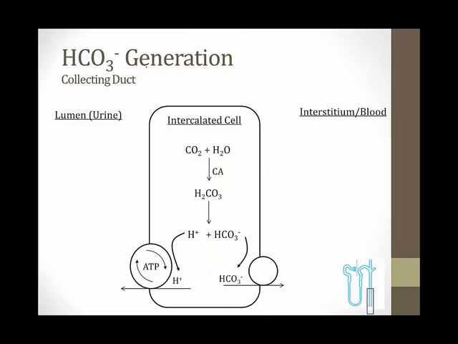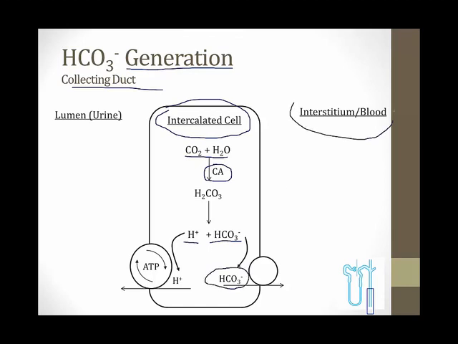Once all the filtered bicarbonate has been reabsorbed, the next job of the kidneys is to generate new bicarbonate to replace any that was used as a buffer for non-volatile acids. This process occurs in the collecting duct. In the intercalated cells of the collecting duct, carbon dioxide and water are combined via the enzyme carbonic anhydrase. This forms a molecule of bicarbonate and a proton. The bicarbonate is reabsorbed into the interstitium and blood, and thus the kidneys have generated a new molecule of bicarbonate.